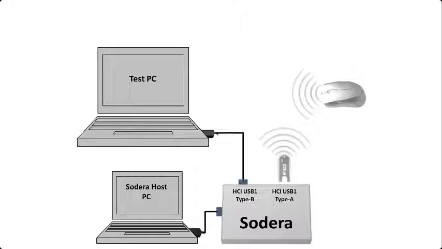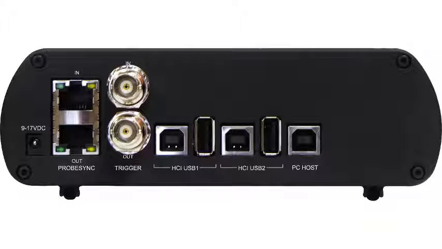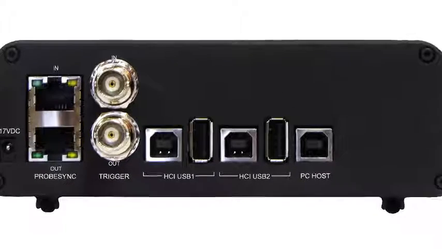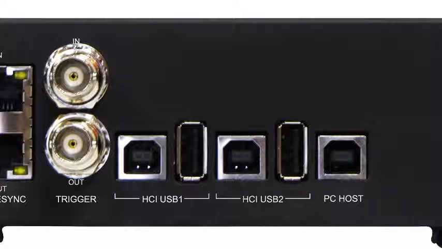Any USB traffic between the USB adapter and the test PC is captured and recorded to the Sodera host PC. Since the adapter and Bluetooth mouse are communicating over the air, the Sodera can also capture over-the-air traffic between these Bluetooth devices using the antenna. The Sodera HCI USB connectors are located on the Sodera rear panel. There are two HCI USB ports, HCI USB 1 and HCI USB 2.